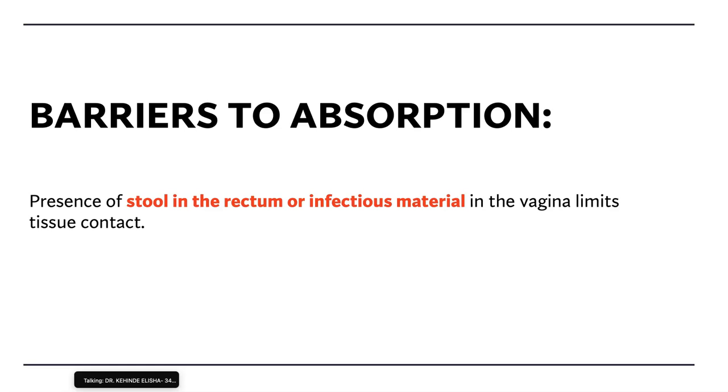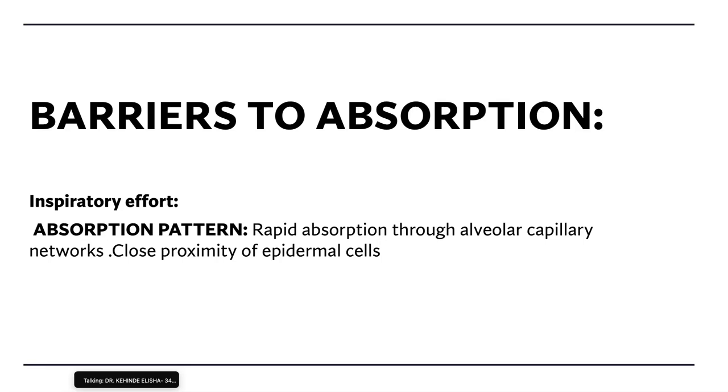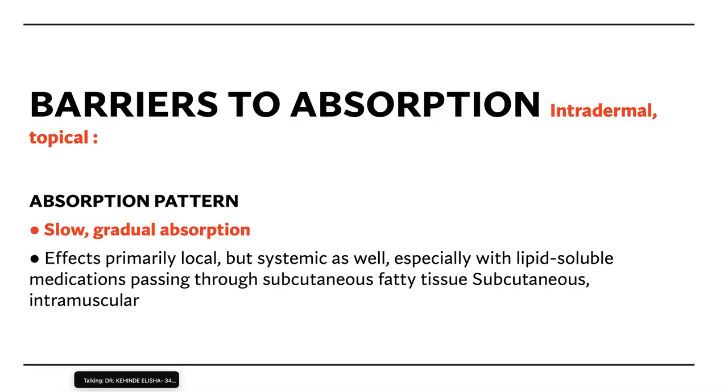Anything that affects the drug's ability to reach or touch where it's supposed to go is going to affect the absorption. It is a barrier. Now, we're going to quickly talk about other types of barriers. Let's talk about, for example, intradermal. They may have slow or gradual absorption. Affect primarily local or systemic as well.